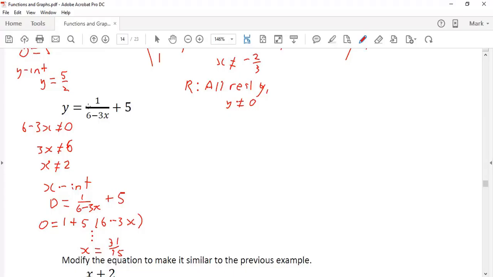For the y-intercept, with x equals 0, we get 1 over 6 plus 5. So we know the y-intercept is going to be 5 and 1/6 from just looking at the equation.